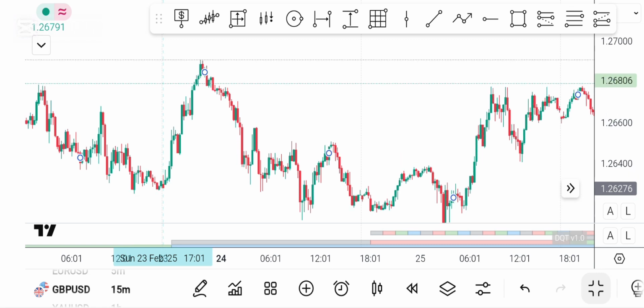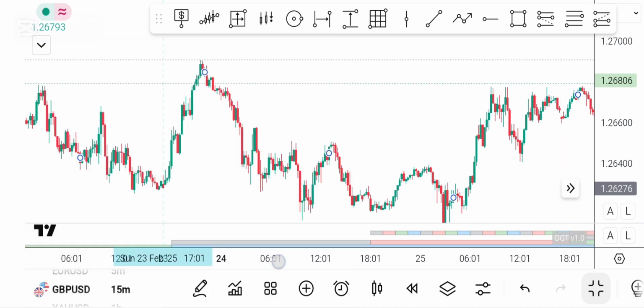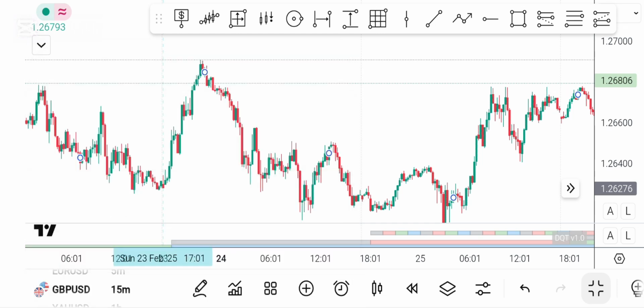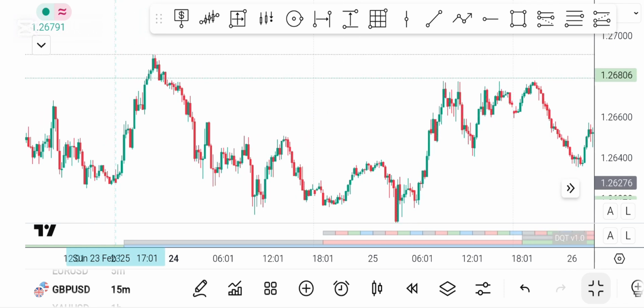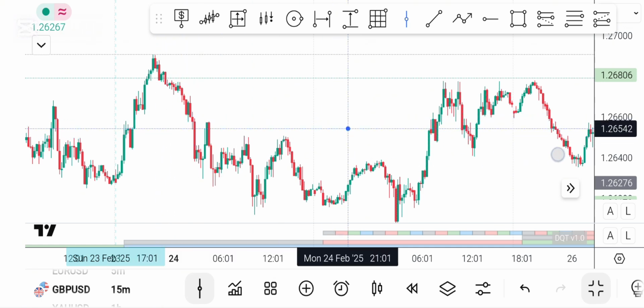Just to mention again, always make sure that your session breaks is toggled on. To do it, you have to right-click on the time frame at the bottom of your screen, and you are going to see all of these options here. Make sure you toggle on the session breaks so that you can have daily dividers on your screen. Mine is not very visible, but trust me, it is there already. So we have Monday, Tuesday, and then Wednesday.